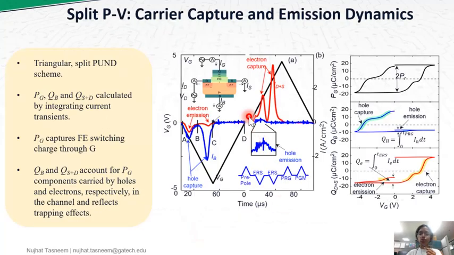To track electron and hole dynamics during write operation, we separately and simultaneously measure transient currents through body, source and drain terminals using the setup shown here with triangular pulse waveform applied to the gate. Polarization charge through the gate, hole charge through the body, and electron charge through S and D are all calculated by integrating current transients. While gate polarization captures ferroelectric switching charge through the gate, QB and QSD account for polarization components carried by holes and electrons respectively in the channel and reflect trapping effects.